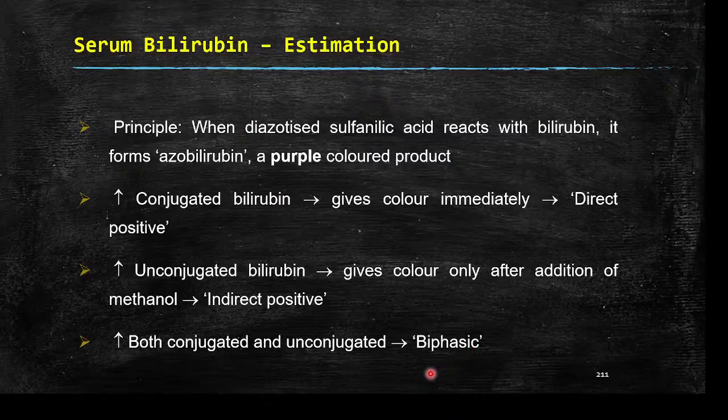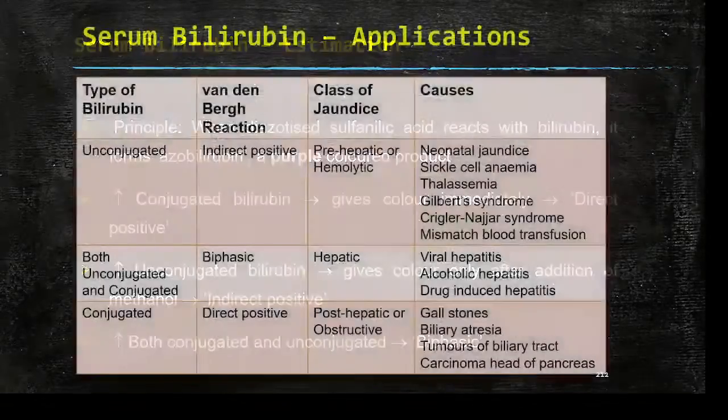So if the serum contains both higher levels of conjugated and unconjugated bilirubin, immediately after addition of Van den Bergh's reagent it will give purple color, and on addition of methanol, the purple color further intensifies. That result is called biphasic, indicating the presence of higher levels of both conjugated and unconjugated bilirubin.